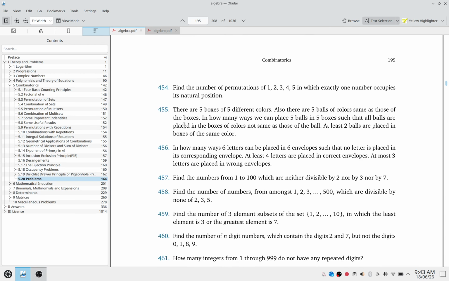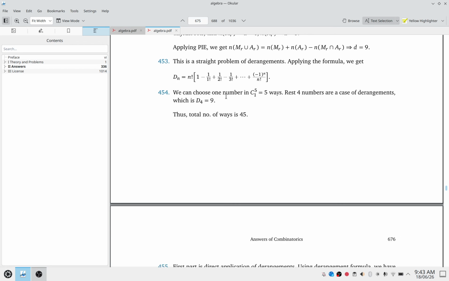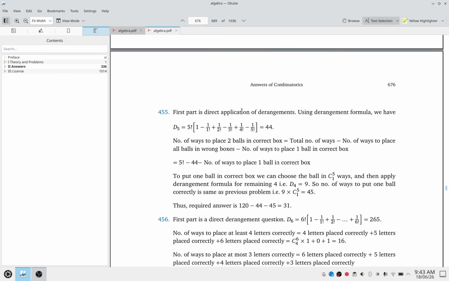So question 454 says that find the number of permutations of 1, 2, 3, 4, 5 in which exactly one number occupies its natural position. So we can choose one number in 5 ways. Rest 4 numbers are a case of derangements, which means D4 is equal to 9. So total number of ways is 45.